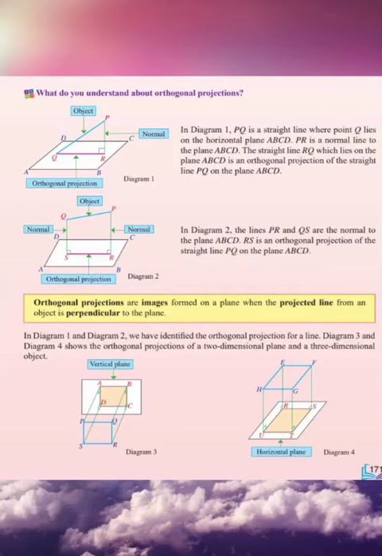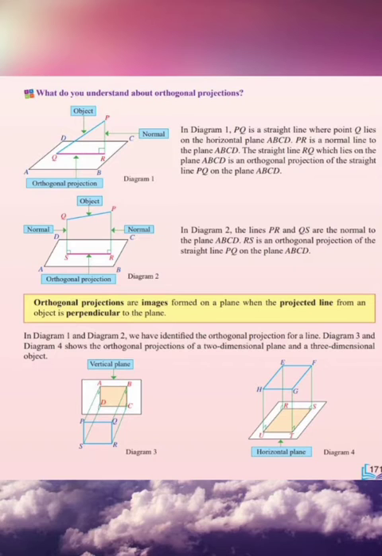So for the third element, orthogonal projection. If you want to know more about orthogonal projection, we can use the 2 elements that we have been learning just now to understand what orthogonal projection is. Let's have a look at diagram 1. In diagram 1, PQ is a straight line where point Q lies on the horizontal plane ABCD. PR is a normal line to the plane ABCD. The straight line RQ, which lies on the plane ABCD, is an orthogonal projection of the straight line PQ on the plane ABCD.